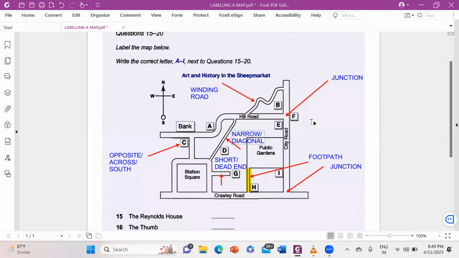So this is what I'm trying to say. If you don't know that this is a winding road, you will never make it in maps, because they will say winding road and you will keep on waiting for zigzag road, curvy road, and they will never come. Now this is junction. You will keep on expecting some other word, but they will move on with the word junction. Here they might say opposite, across, or south. You need to listen to what they use. So this is footpath, this is junction again, this is narrow road, or road running at diagonal.